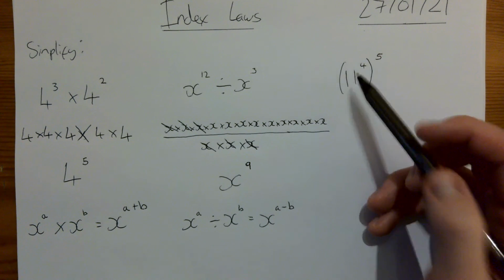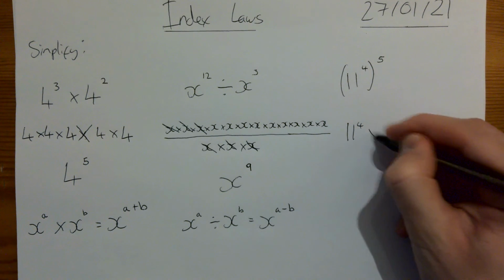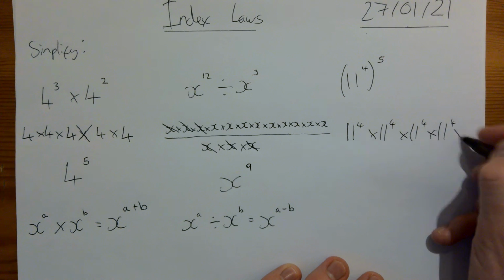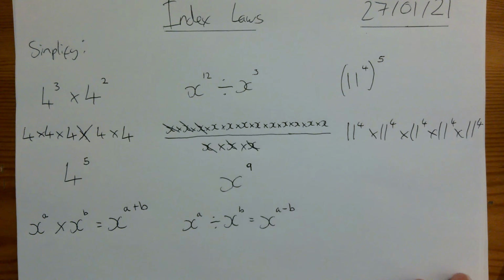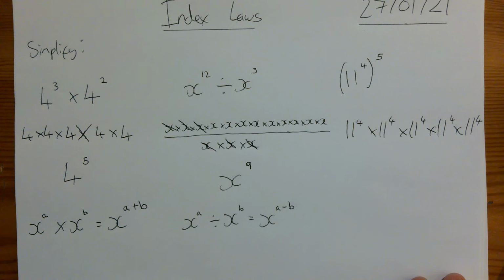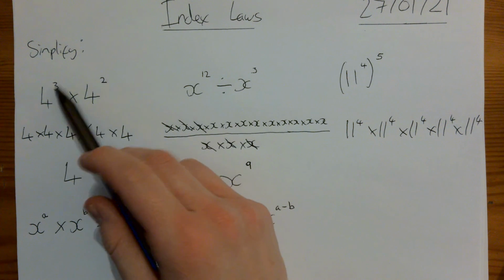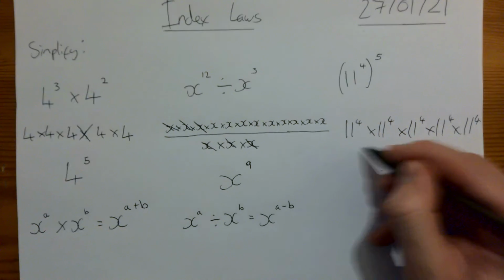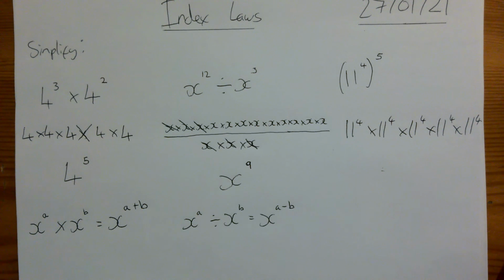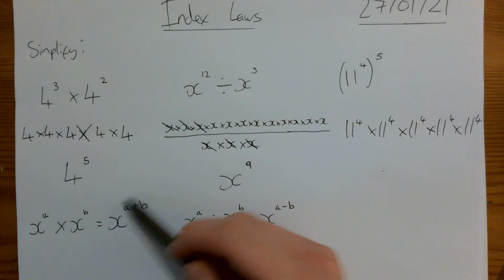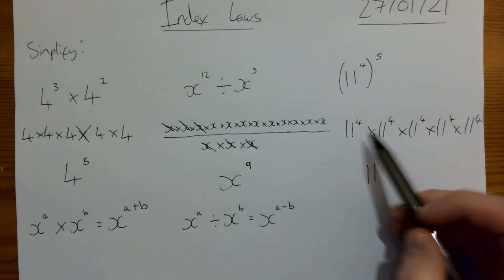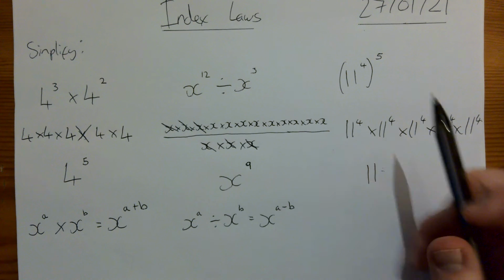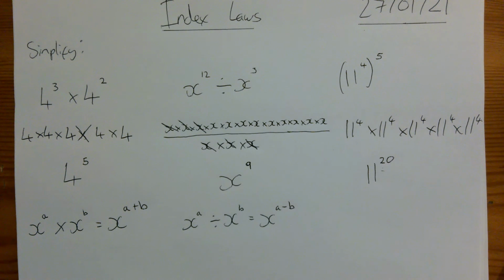So this means I've got 11 to the power 4 times 11 to the power 4 times 11 to the power 4 times 11 to the power 4 times 11 to the power of 4. And think about that rule that I used over here. We know those powers add together. And I could write it all out here now, 11 times 11 times 11 and so on, but I don't need to do that because of this rule here. And we know that the powers add together. So it's going to be 11 to the power 4 plus 4 plus 4 plus 4 plus 4, or 11 to the power of 20.